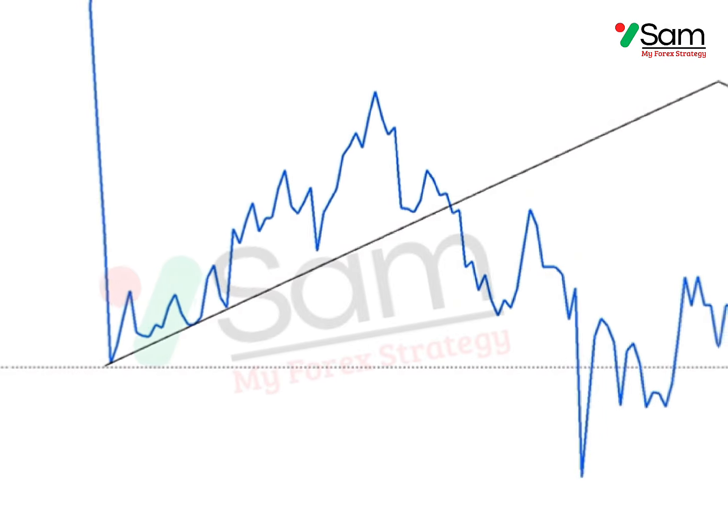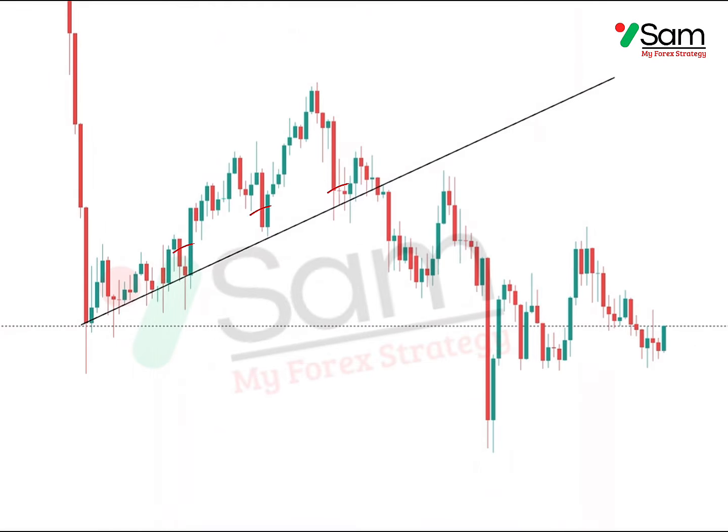For the entry method, keep it simple. Wait for the market to pull back to the trend line area. Then, look for a bullish engulfing candlestick that appears near the trend line. This is the area where you can consider taking an entry opportunity.